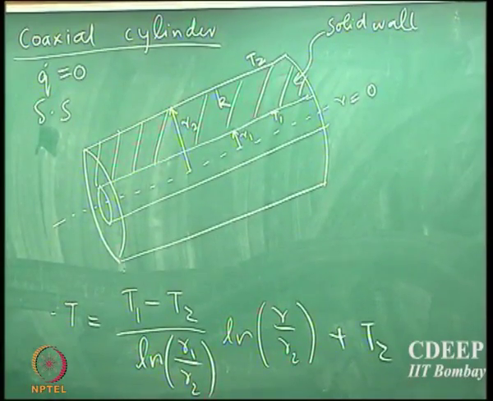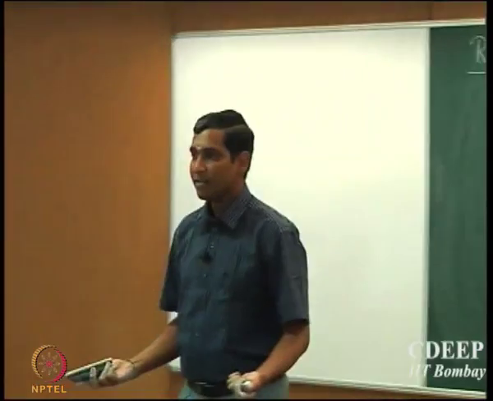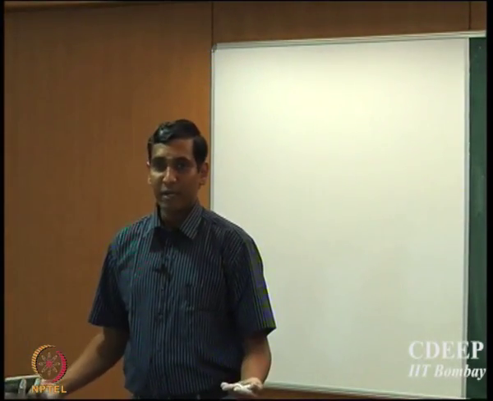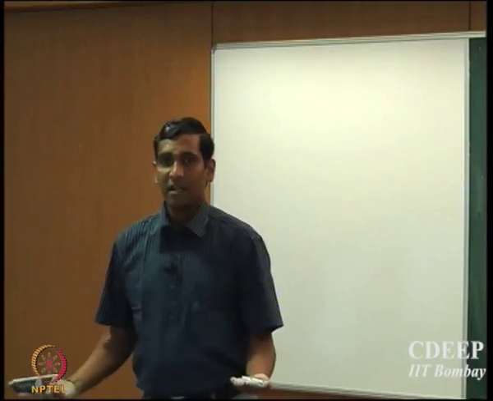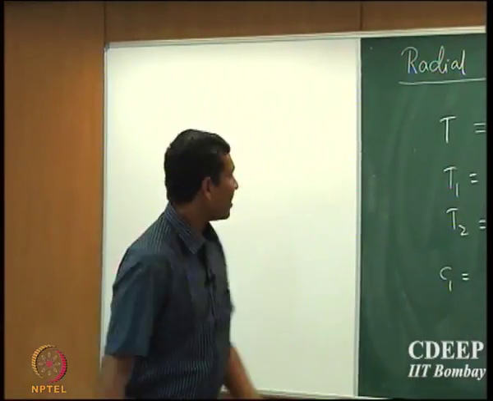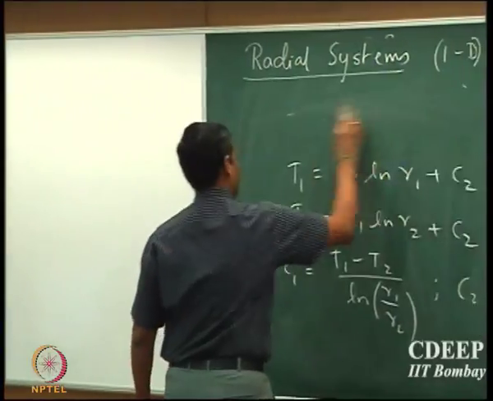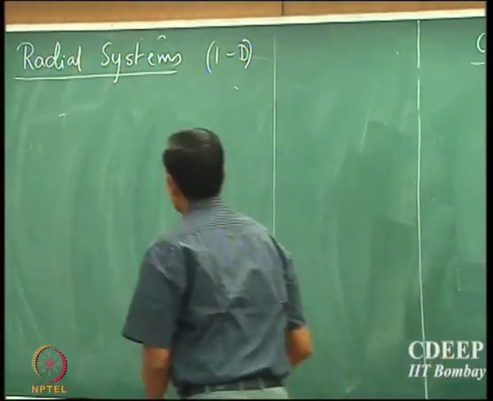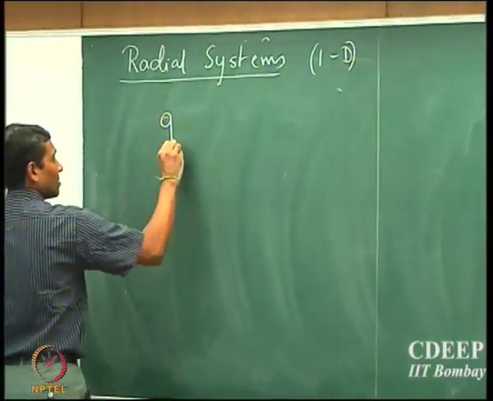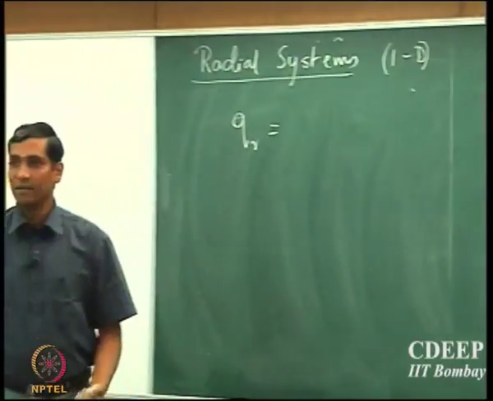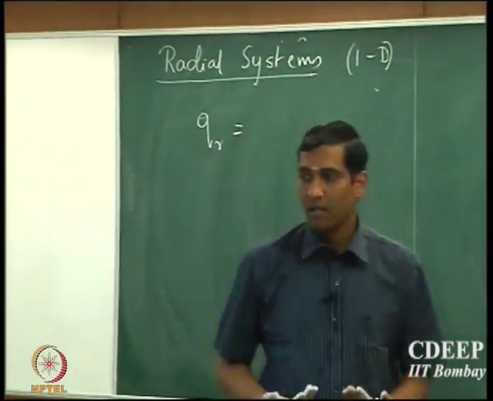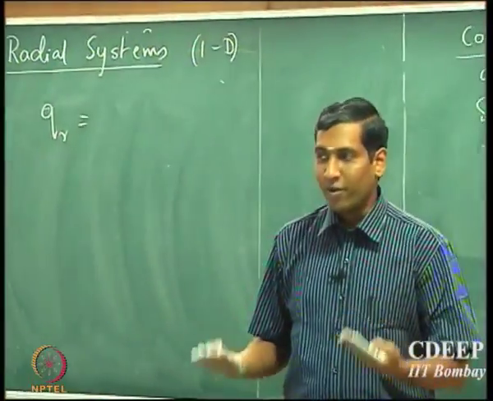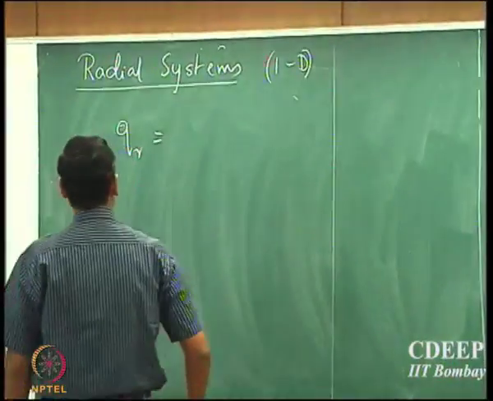So what should we do next? We know the temperature profile. What's the next step in characterizing? To find the heat transfer rate. What is Q? Minus K into A into dT by dr.